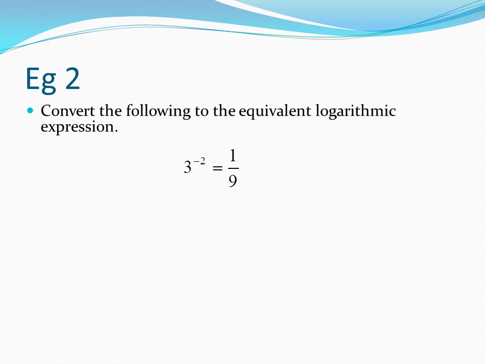Now in this example, you are again supposed to change it into log form. Okay, now identify the base. Now identify the power. You realize that the base and the power cannot be together. So you have log base 3, okay, 1/9 equals to -2. And there you have it.